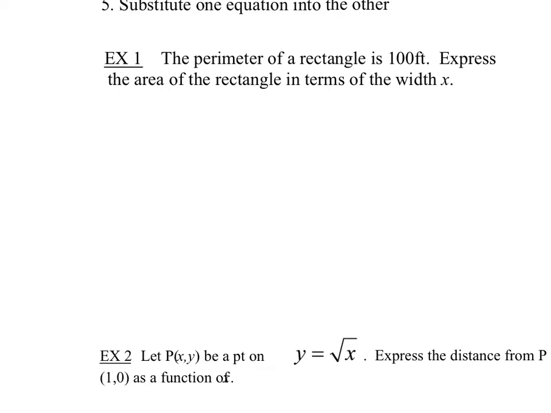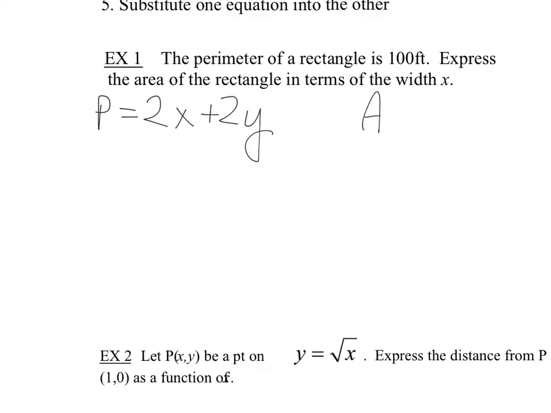So as we look at number one, it says the perimeter of a rectangle is 100 feet. So we have the perimeter of a rectangle, and then we want to express the area of the rectangle in terms of x. They tell us what function we want in terms of x, and that's the area. So I'm going to write two equations. I know perimeter equals 2L plus 2W, and I'm going to make it x and y, x being the length or width, and y being the other.